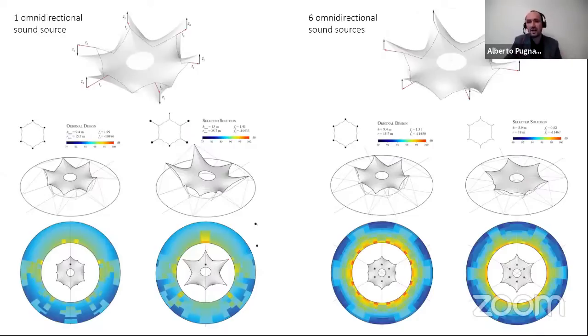The two fitness functions were the standard deviation of the sound pressure level, and second, the sound pressure level sum. So you can see here that the optimized solution on the left, with one omnidirectional sound source, somehow accentuates the original features of the structure by separating even further the high points and the low points.